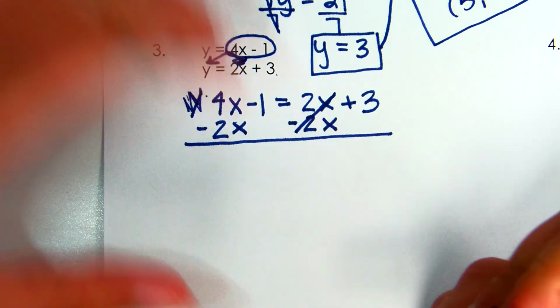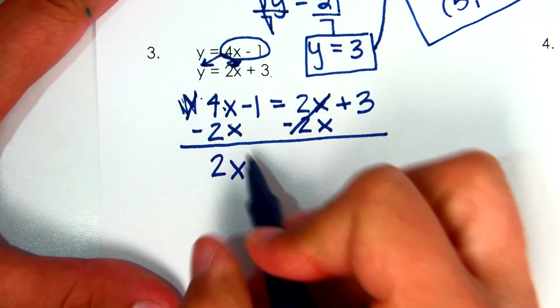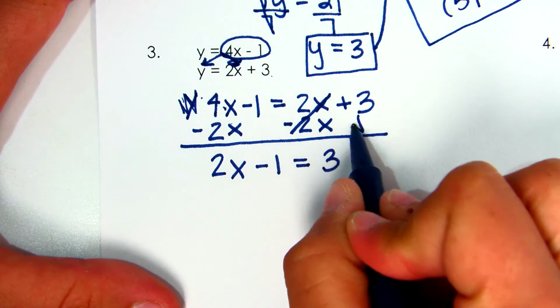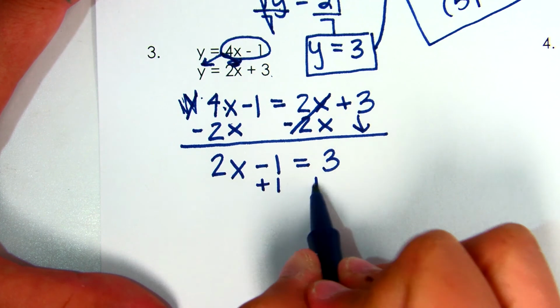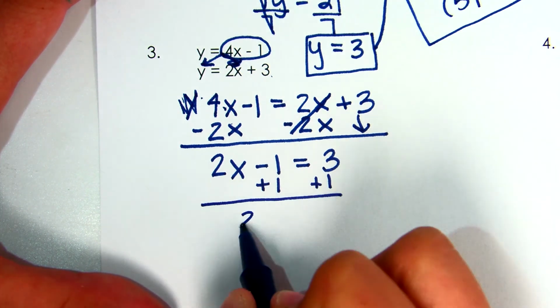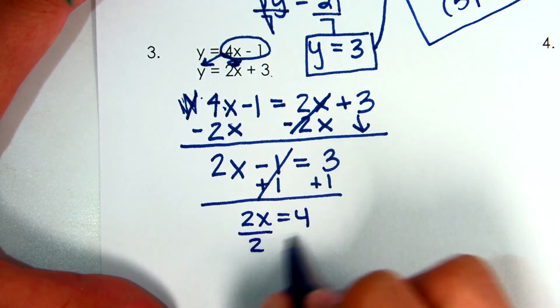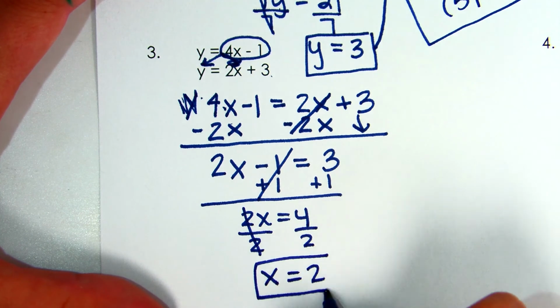2x and negative 2x cancel. 4x minus 2x is 2x. So 2x minus 1 equals the 3 that's left over. Now to get 2x alone, I'm going to add 1 to both sides. 2x equals 4 and divide by 2, so x equals 2.